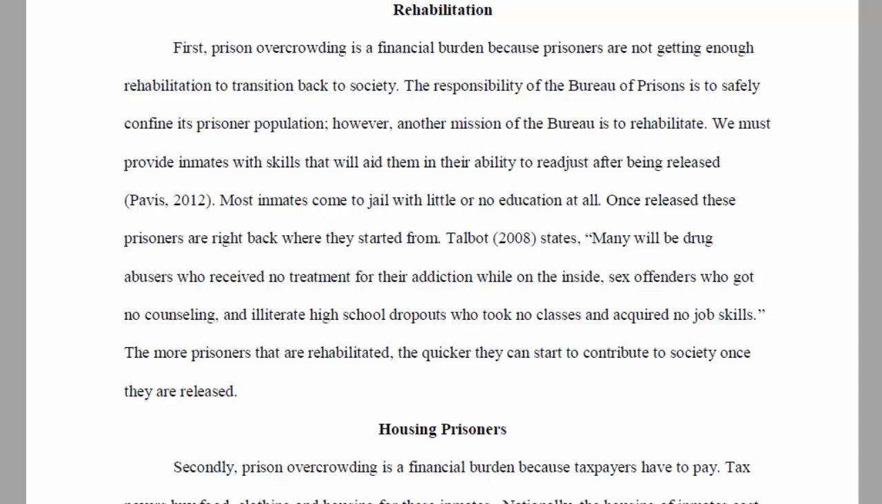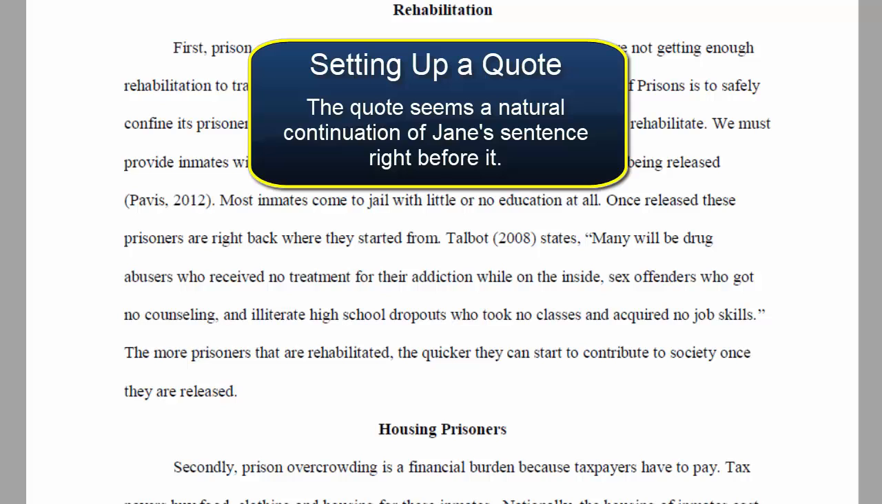One other thing to notice is how Jane set up the Talbot quote with her lead-in sentence. "Once released, these prisoners are right back where they started from." And then she lets Talbot tell us exactly why that is true.